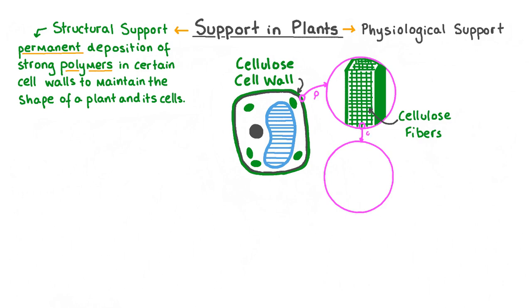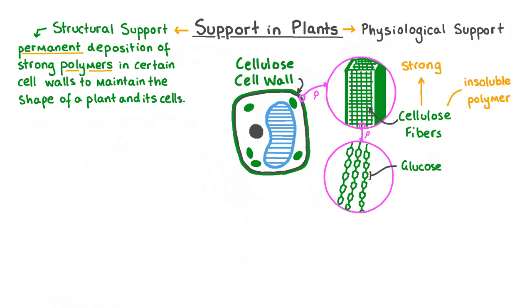If we were to magnify just one part of one of these cellulose fibers, we would see that it's made up of many cellulose chains, which individually are made up of many monomers of glucose joined together. The fact that each strand of cellulose is made up of thousands of glucose molecules joined together into a chain, which are then joined together into cellulose fibers formed into a mesh, makes cellulose very strong. Cellulose is also described as an insoluble polymer, and it can help to maintain cell turgidity in the physiological response that we just looked at.